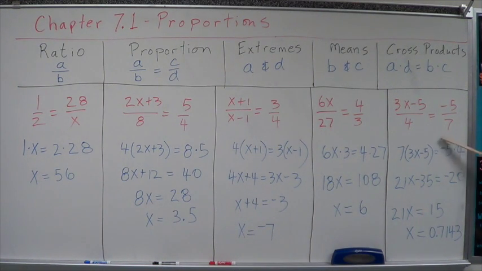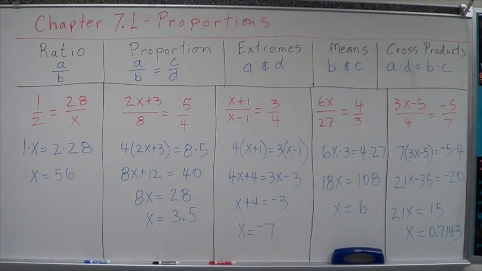Alright? Cross multiply. 7 times the quantity 3x minus 5 equals negative 5 times 4. 21x minus 35 equals negative 20. 21x equals 15. X equals 0.07143. Check those out and make sure they're good. Got a couple more, and we'll be done with this proportion thing here.